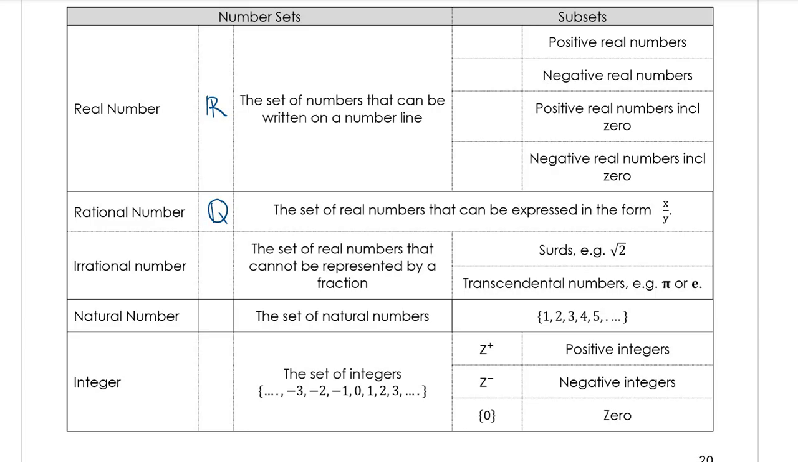Now, if we want to specify positive real numbers, we're still going to use our R, but we're going to put a plus there. So the plus does just say, hey, we're using the positive ones. Same for negative, we're still going to use our R, but it's going to be a minus.